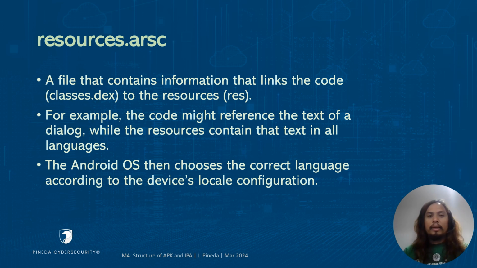And the last would be the resources.arsc or RC. So it's a file that contains information that links the code, which is the classes.dex, to the resources or the rest. So for example, here the code might reference the text of a dialogue, while the resources contain that text in all languages. So they are connecting the code to the resources. And then therefore the Android OS chooses the correct language according to the device locale configuration.